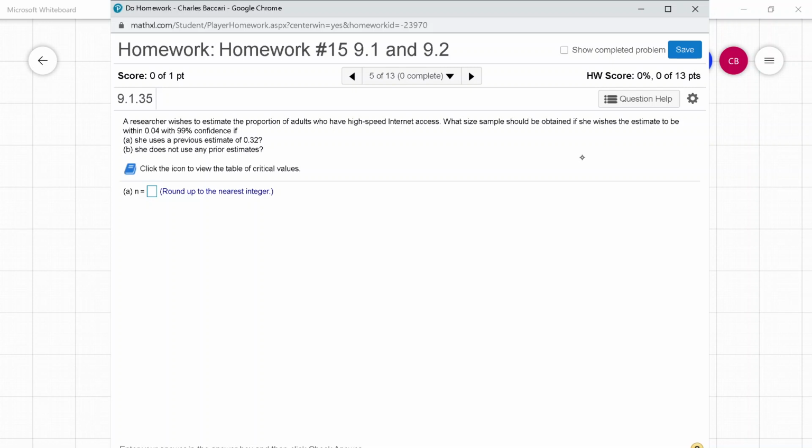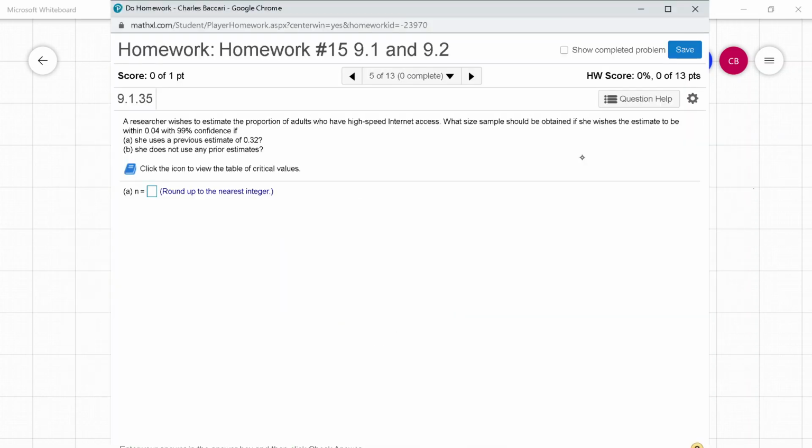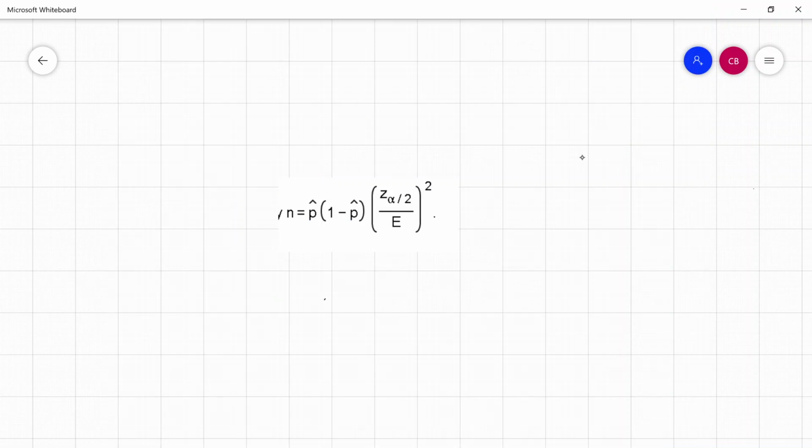And so we're going to use a formula that was given to us, and we are going to use the previous estimate first, and then we're going to do it without a previous estimate. So we've got the following. Sorry, I did another example earlier. So we're going to do p hat, and p hat turns out to be the 0.32 previous estimate from before. So we've got 0.32. 1 minus p hat is just going to be your q value, which is 68 in this case, so 0.68.